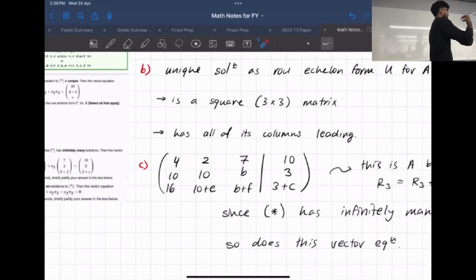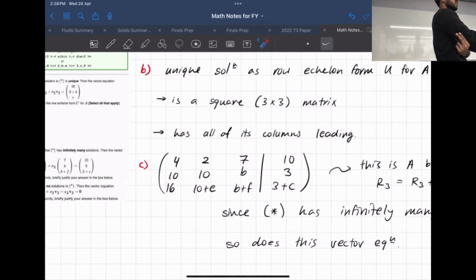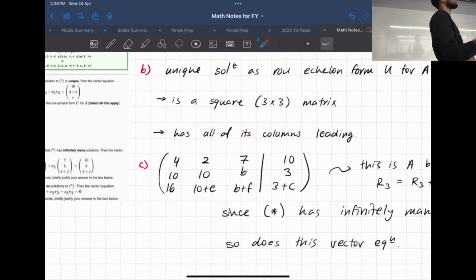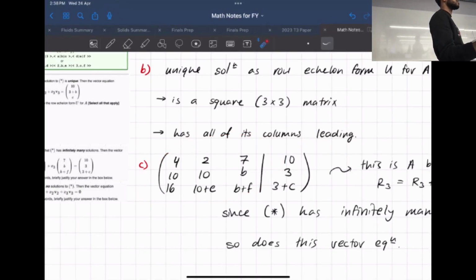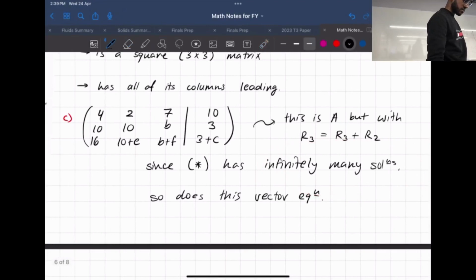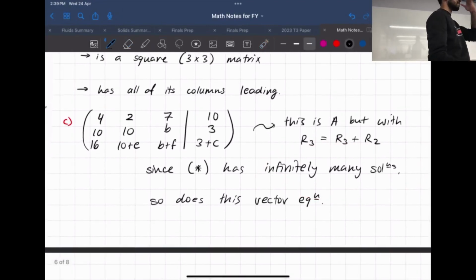So since our matrix is staying the same, and our original matrix has infinitely many solutions, how many solutions will this matrix have? It's the same matrix, right? So how many solutions? Infinite. Perfect. You have infinitely many solutions, because it's the same matrix. Okay.